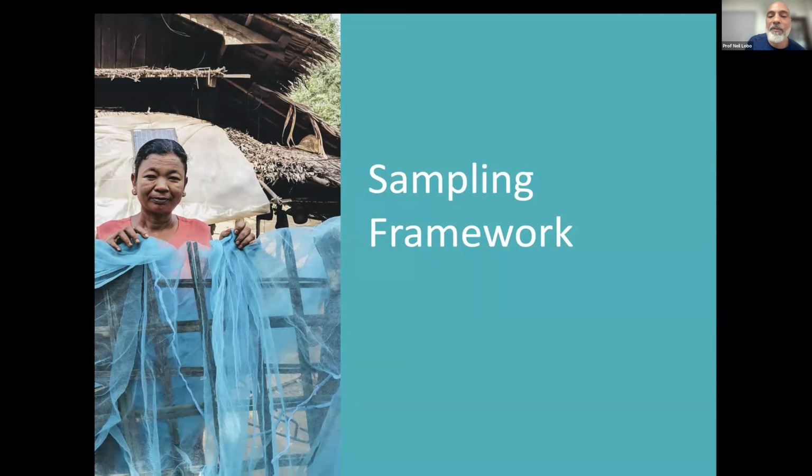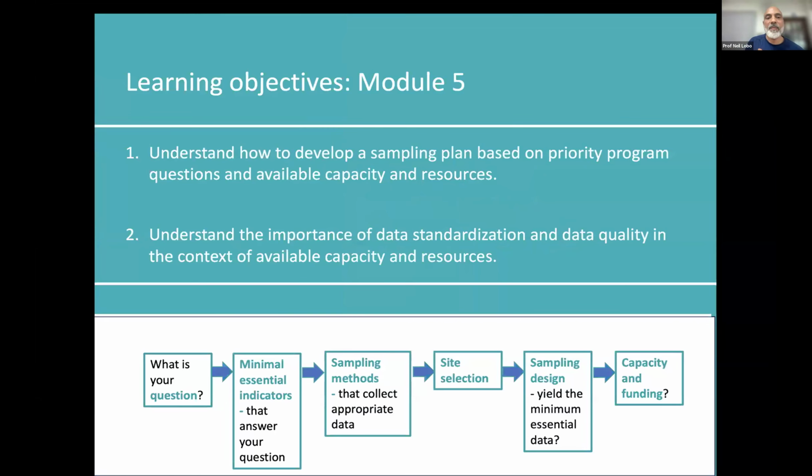So now that we have asked a question, we have selected our indicators based on our question and selected our sampling method based on our indicators based on our question. I'm going to be saying that a lot. Now we want to figure out what our sampling framework is.